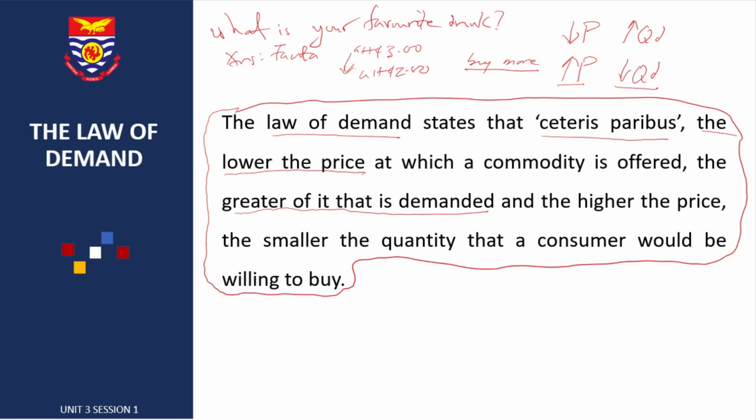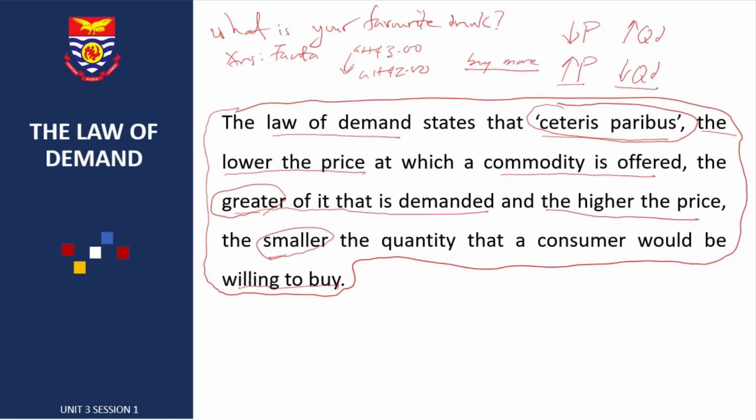All things being equal, this is a key word. All things being equal, ceteris paribus, the lower the price at which a commodity is offered, the greater the quantity that is demanded. And the higher the price, the smaller the quantity that the consumer will be willing to buy.